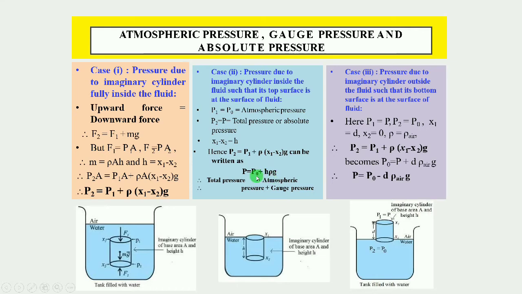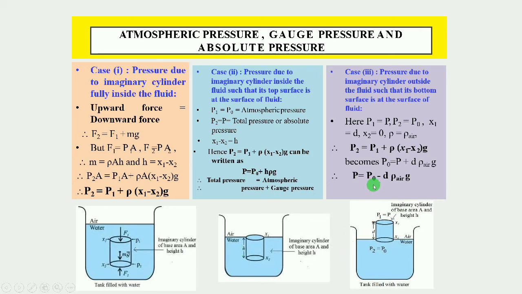So it is the sum of atmospheric pressure and gauge pressure. So total pressure or absolute pressure is the sum of atmospheric pressure and gauge pressure. Okay. So you can determine pressure at depth h below the surface of the liquid.